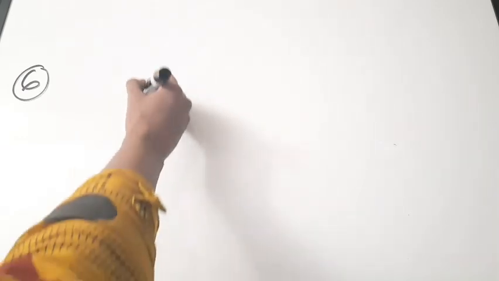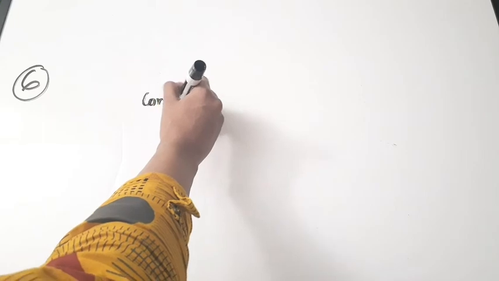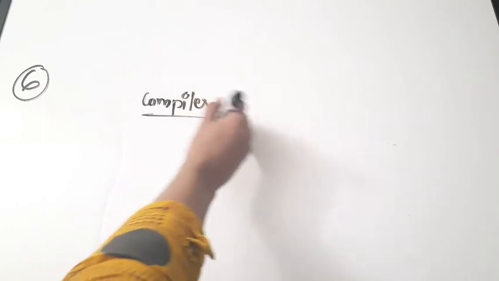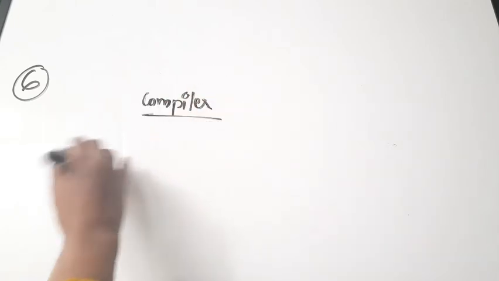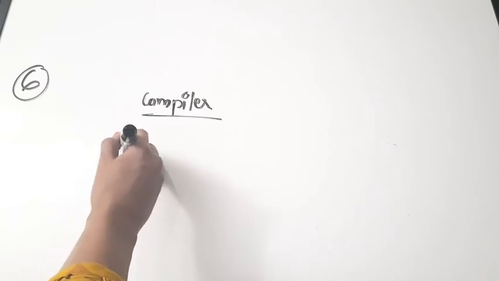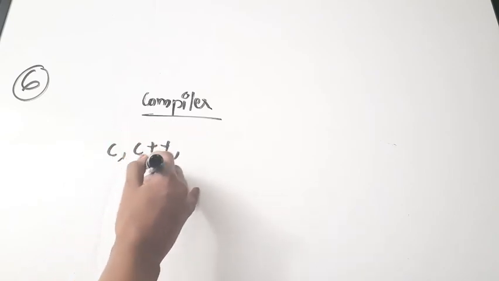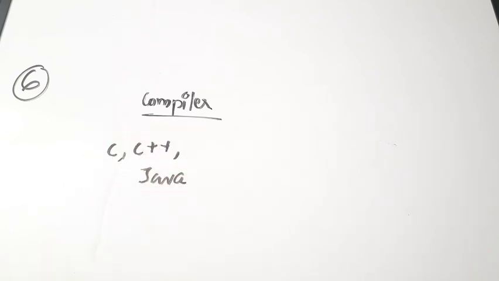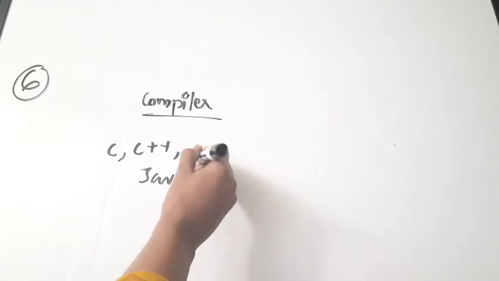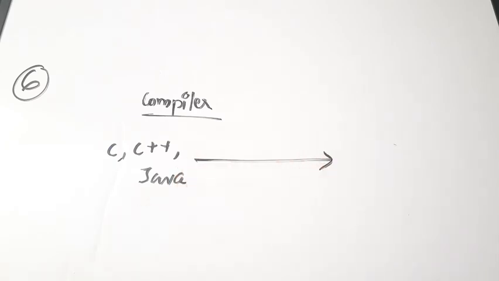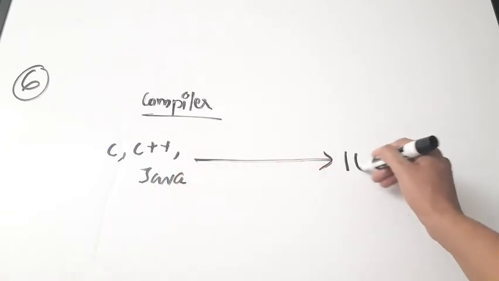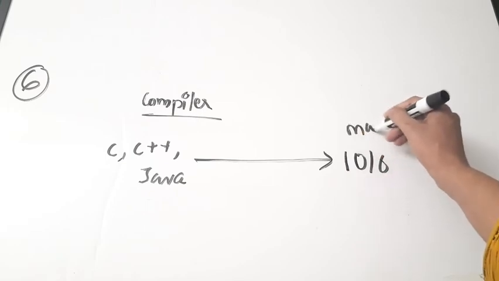C, both. Okay. So before seeing the answer, let us see what a compiler is. We have languages like C, C++, Java. All these are high-level languages. And these languages are not understandable to the processor. The processor, as I said in the previous question, can understand only ones and zeros, and this is called the machine language.